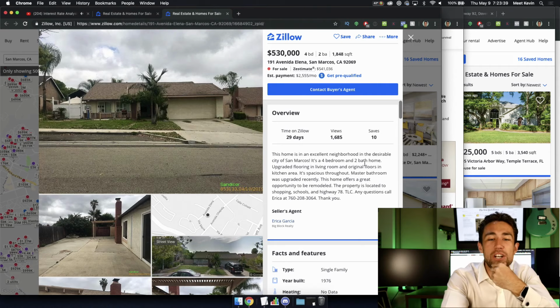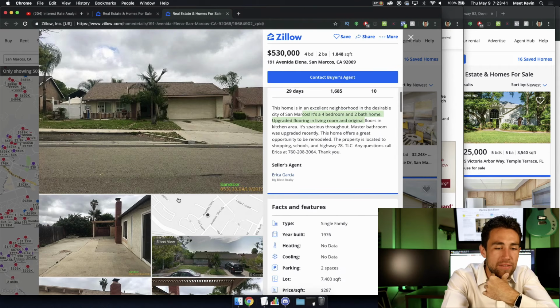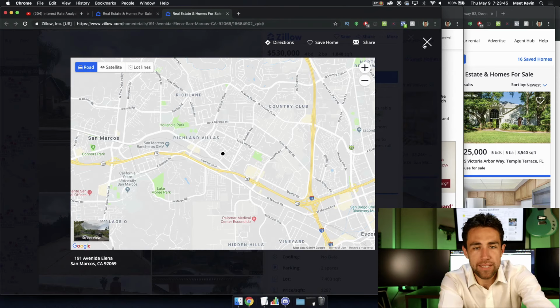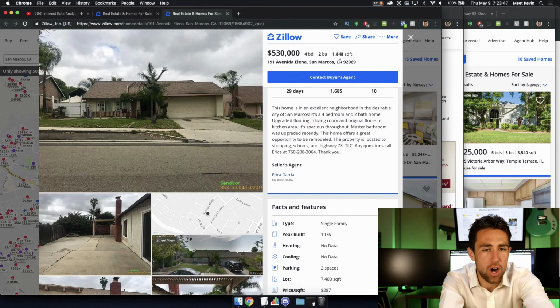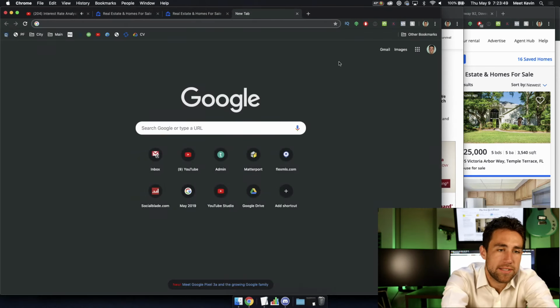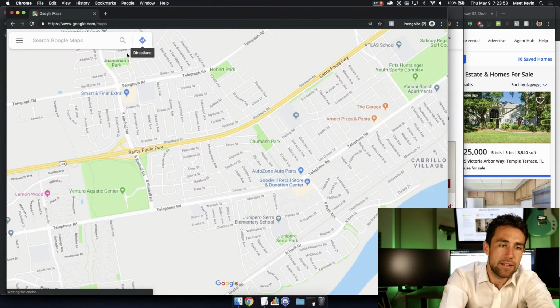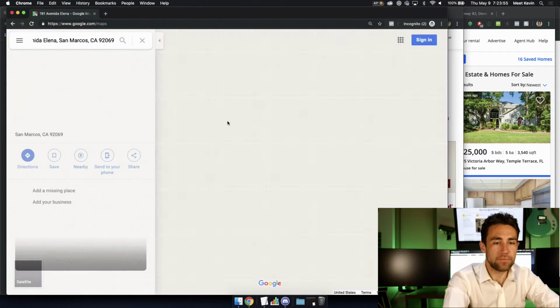So, this home is in an excellent neighborhood. Oh, you know, I never read the description. Why am I starting with it? So, what do we got? Let's do the usual. You guys should always do this. Always. Maps first. Maps first. Here we go.